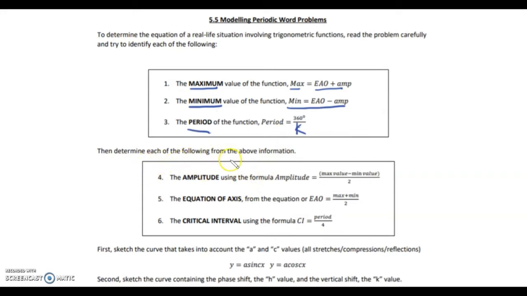Okay, then determine each of the following from the above information. So if we have the max, min, and period, we can again determine the amplitude, which is max minus min divided by 2, equation of axis, the average, max plus min divided by 2, and then the critical interval, which is our period divided by 4.